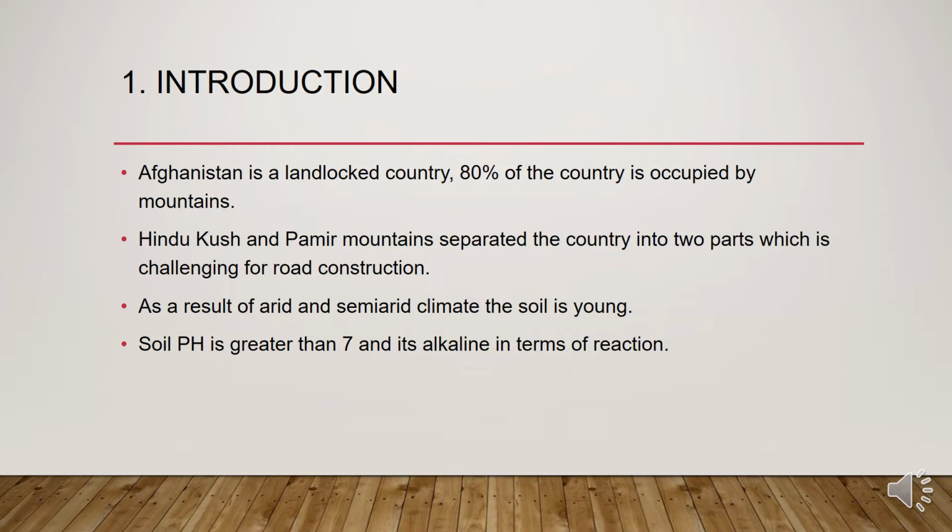Mountains have played an important role in Afghanistan. The Hindu Kush and Pamir mountains separated the country into two different parts, and this is challenging for road engineers and road construction in the country. The Afghanistan topography consists of deserts, agricultural land, mountains, and mountains covered with snow. Rivers have played an important role in the soil formation of the country.